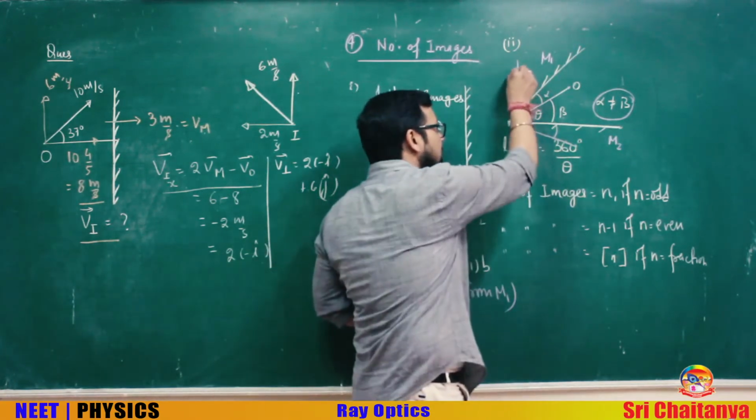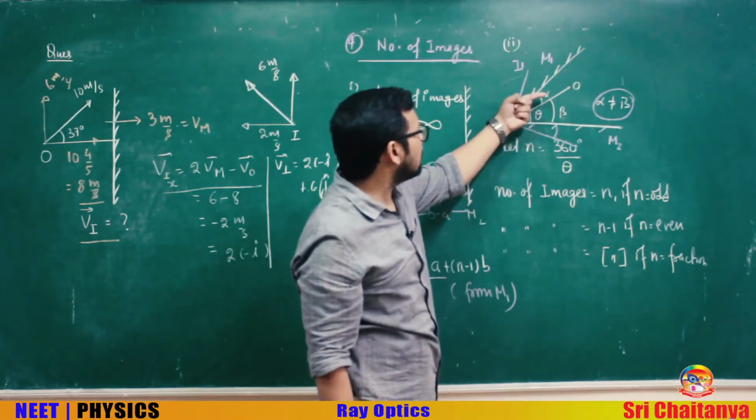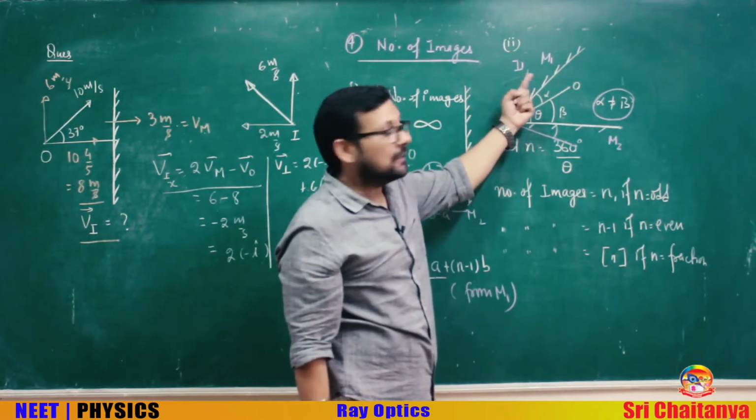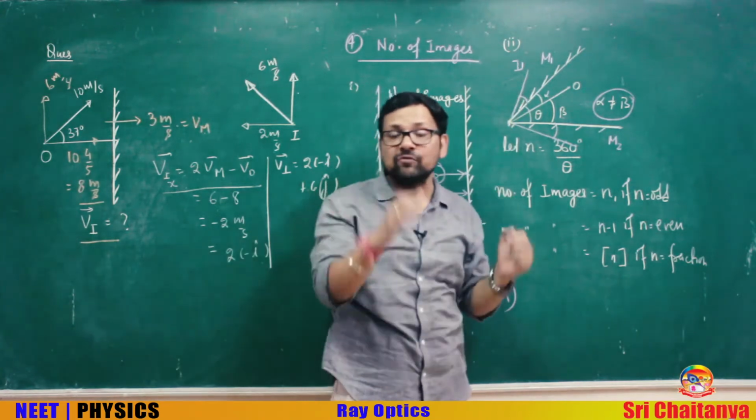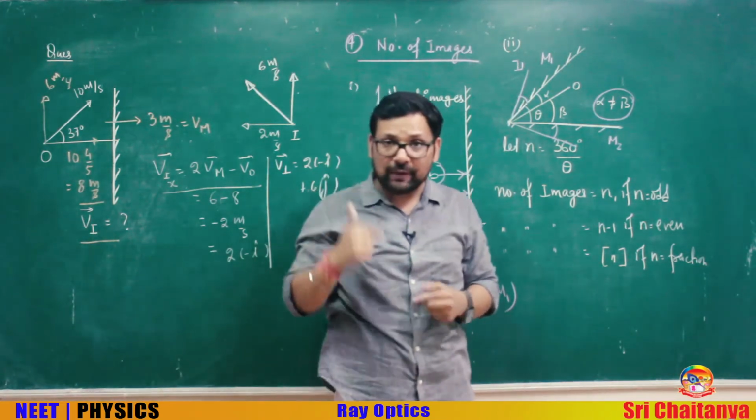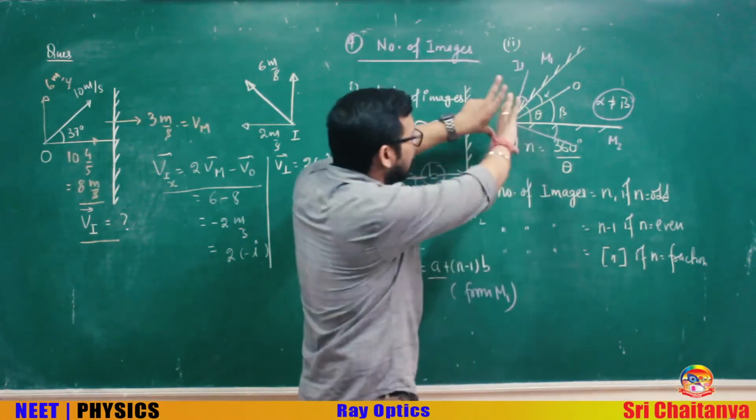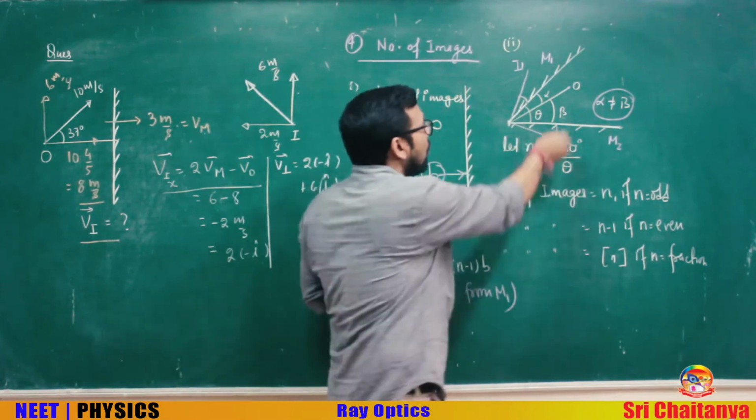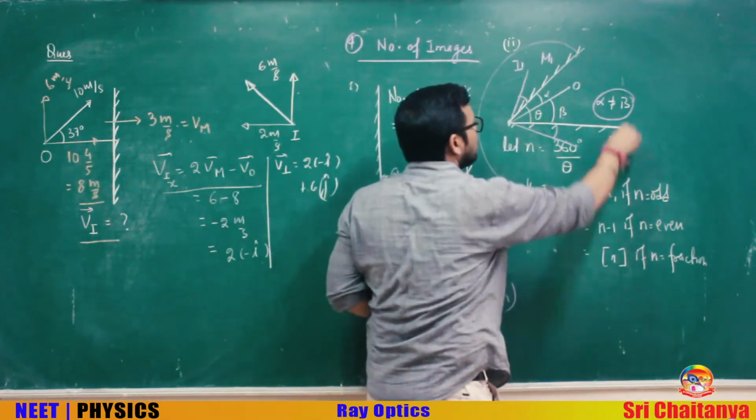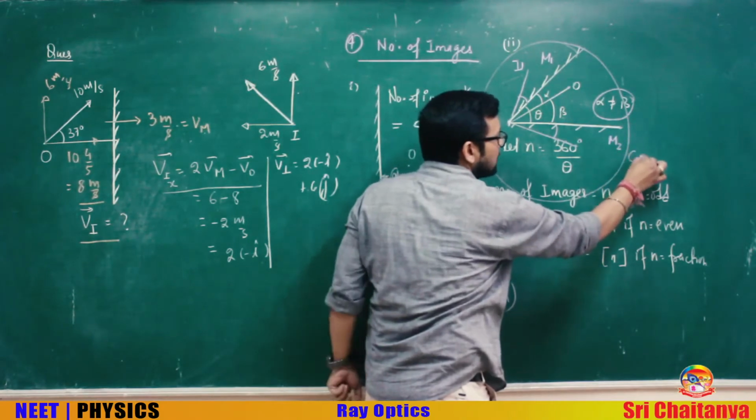Suppose this I1 is there. Object was at an angle alpha, image will be at an angle alpha. This I1, image of M1, will act like an object for M2. Image of M2 will act like an object for M1, and it will keep forming like this, like this, like this, on a circular locus. This is a very important point. In inclined mirrors, images are formed on which locus?